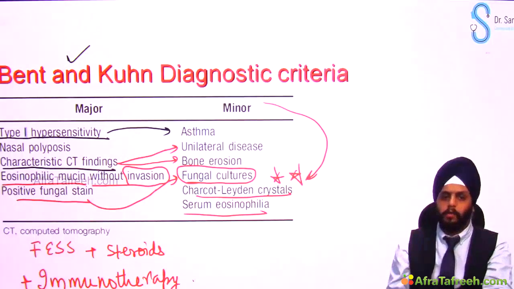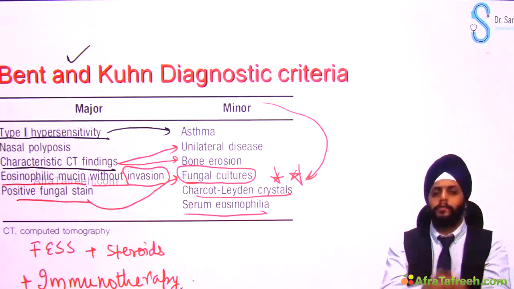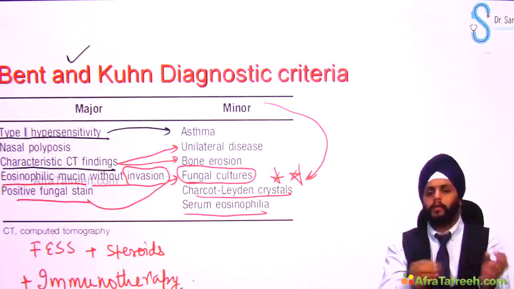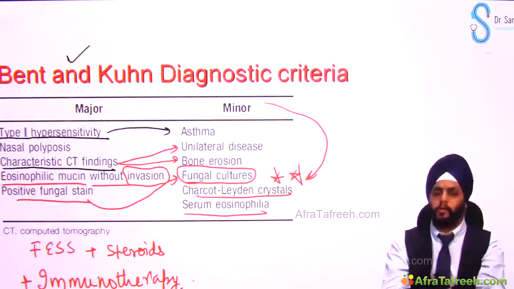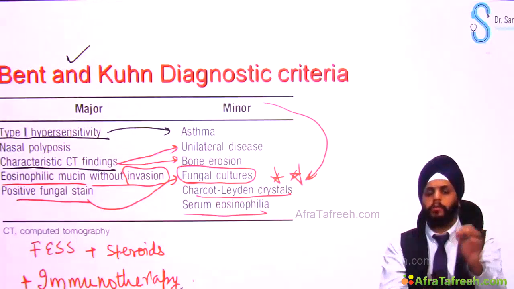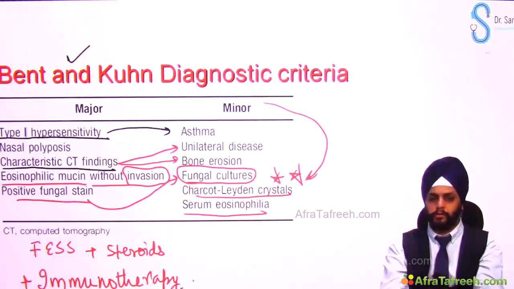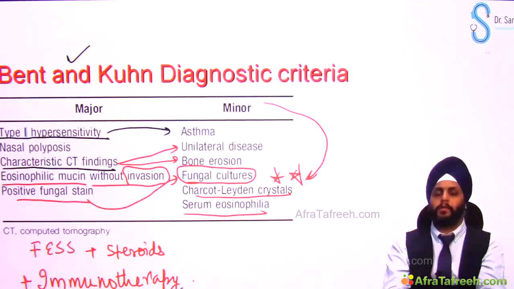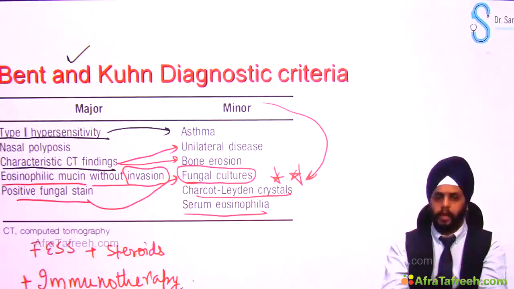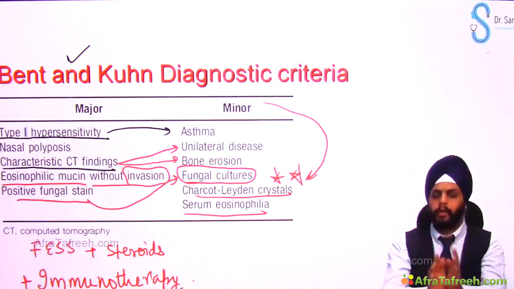Immunotherapy. So what is immunotherapy? It is increasing doses of allergen given over a period of time to decrease the allergic response of the patient. So this is known as immunotherapy or immune modulation. This is to decrease the patient's hypersensitivity response to the allergen. So this may also be required in many cases. So this is the treatment of allergic fungal rhinosinusitis.